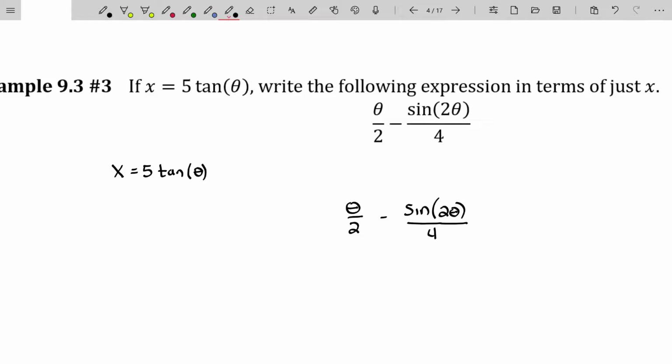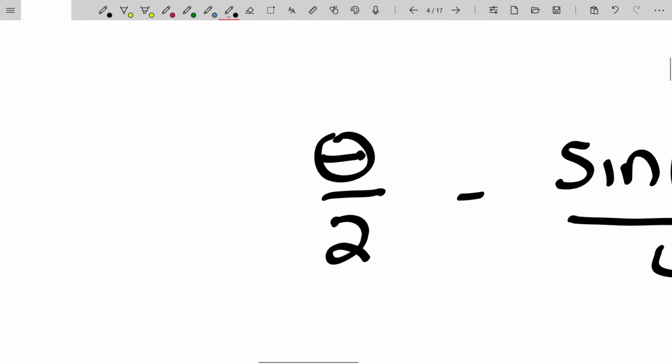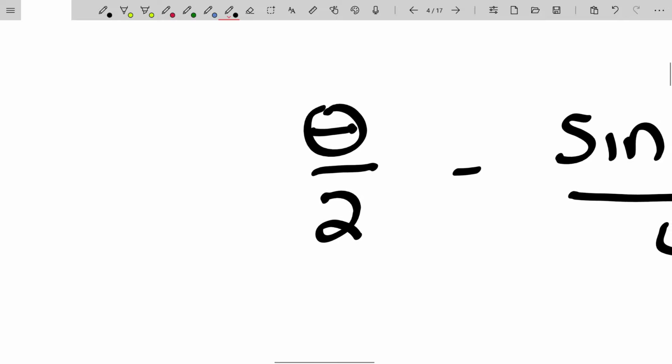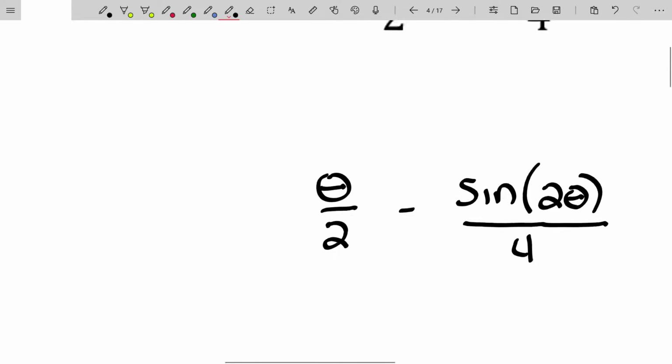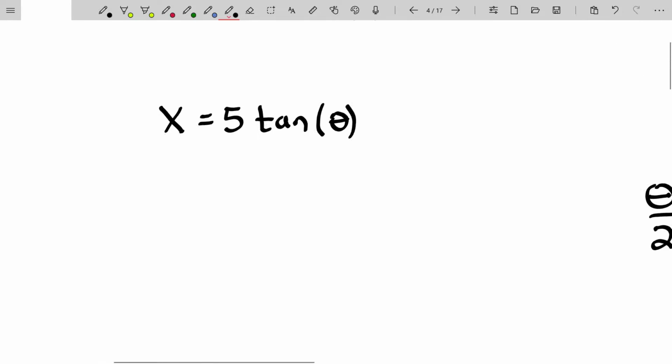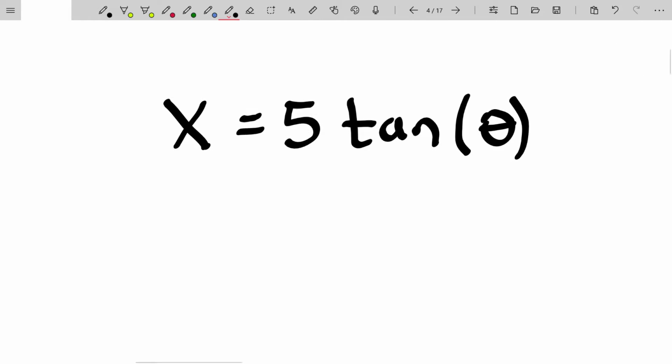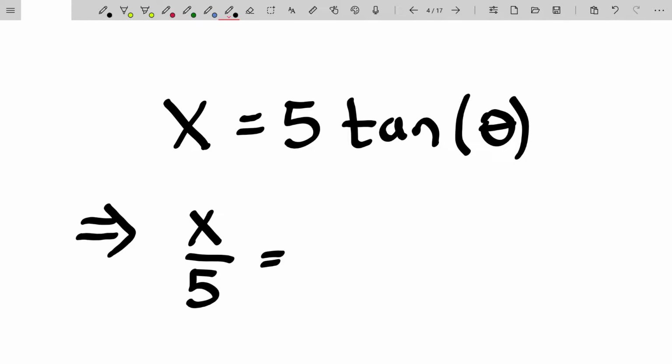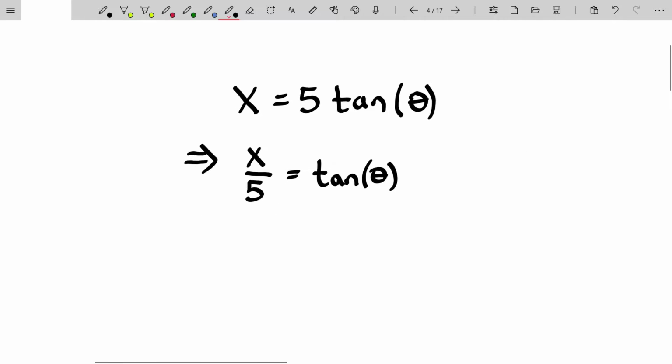The hardest part of this problem, I think, is honestly working with that theta. Rewriting theta in terms of just x. Well, if you take a look at what we were handed, we're told that x is equal to 5 tangent of theta. Well, if I want to find out what theta is, I'll divide both sides by 5. So we get x over 5 is equal to the tangent of theta. And then I will take the tangent inverse of both sides.